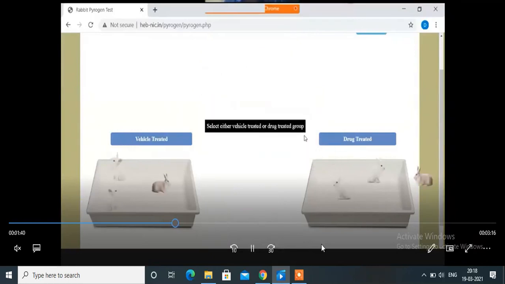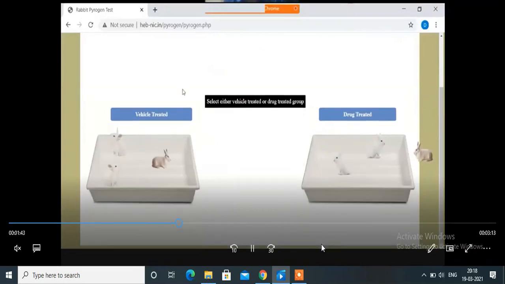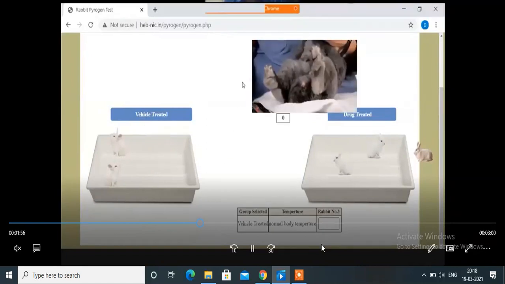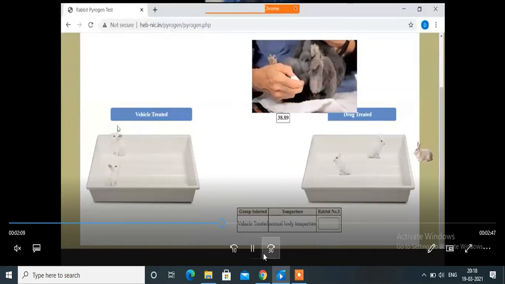Now administer the vehicle and the drug to the selected animal or rabbit. Next, select the vehicle-treated or the drug-treated animal and take the temperature with the help of the telethermometer, with each and every animal, and note down the readings.